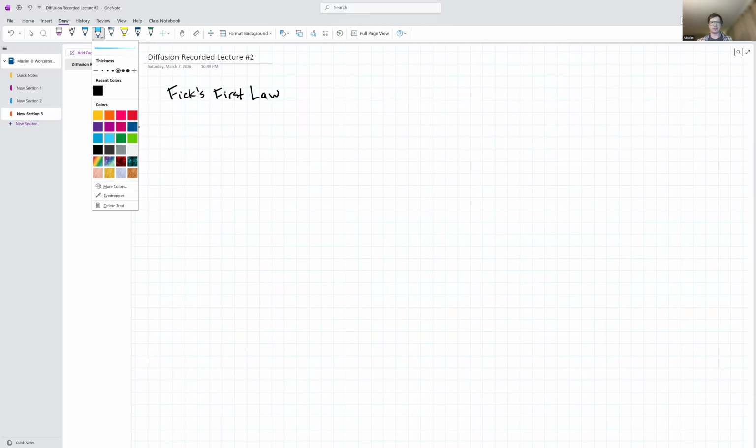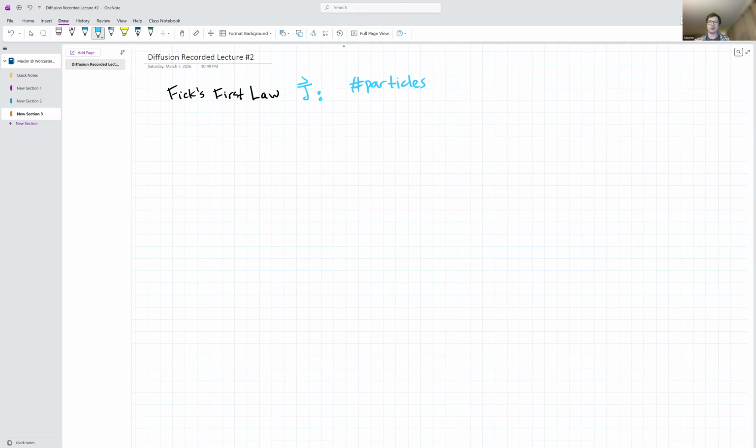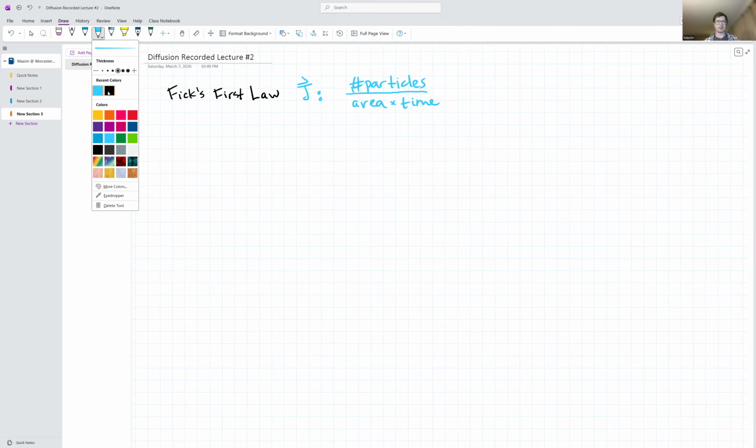So Fick's law is written in terms of the flux, J, which for us, I'm going to use number units, meaning that the flux is denoted as the number of particles moving through a certain area per unit area per unit time. And the direction, you can think of it as the direction perpendicular to the area.